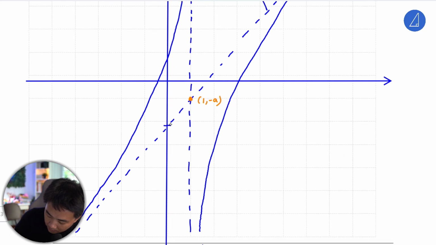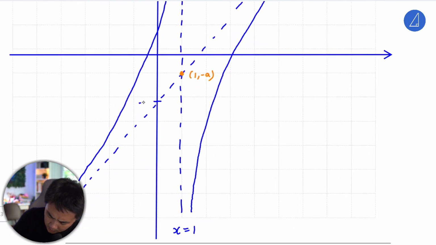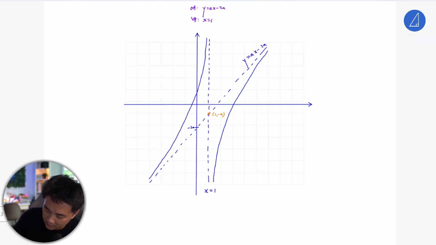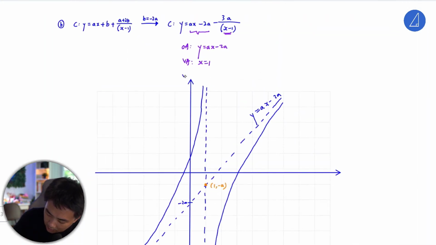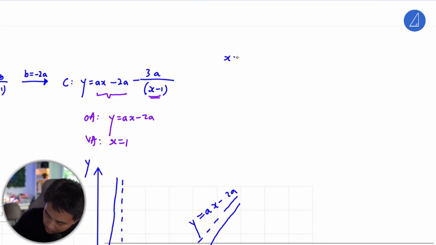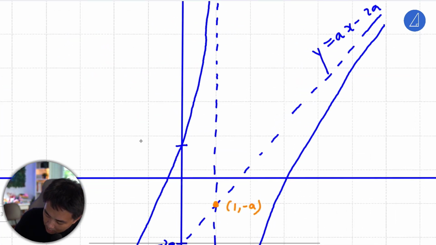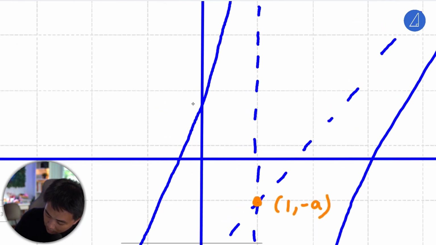So this guy is minus 2a. We can find this intercept here, the y-intercept. When x equals 0, y equals 0 minus 2a minus 3a over minus 1. So that will be a. In this case, it will be 0 comma a.